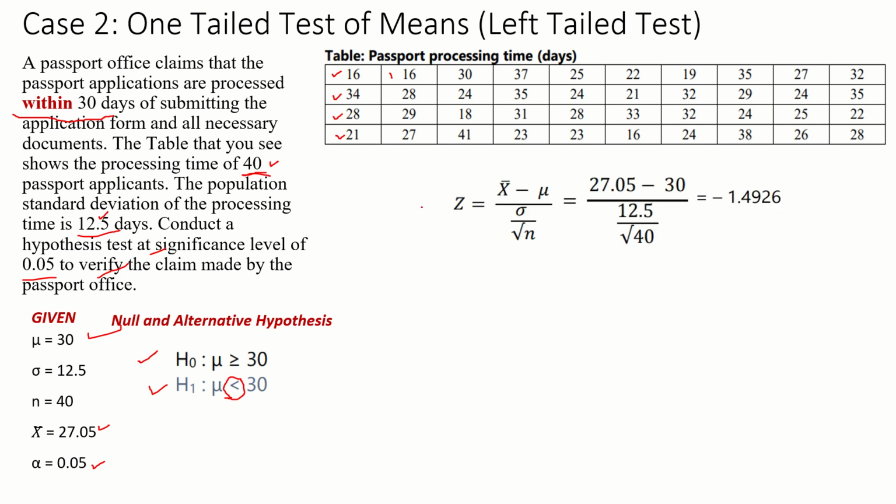So we will calculate the z value: z equals x bar minus mu, divided by sigma, the population standard deviation, divided by root n. We filled in the values, taking them from here, and we got the z statistic value.